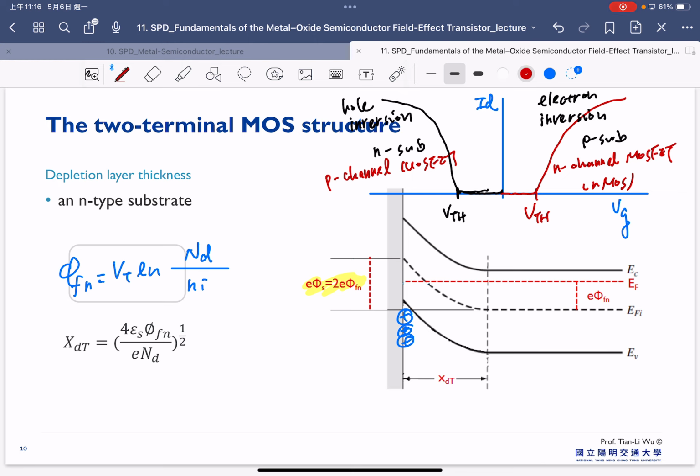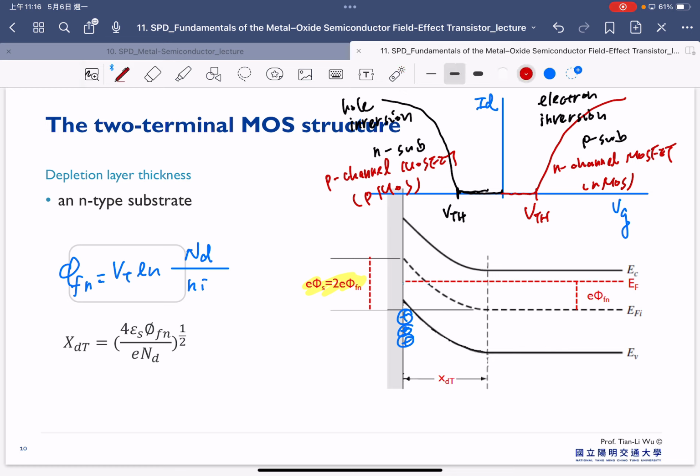So sometimes we just call this a PMOS. That's a difference, so that's why we have to discuss both. In the case with a P substrate, we have the electron inversion. But right now we have the N substrate, and therefore we have the hole inversion. And that's what we call a PMOSFET.